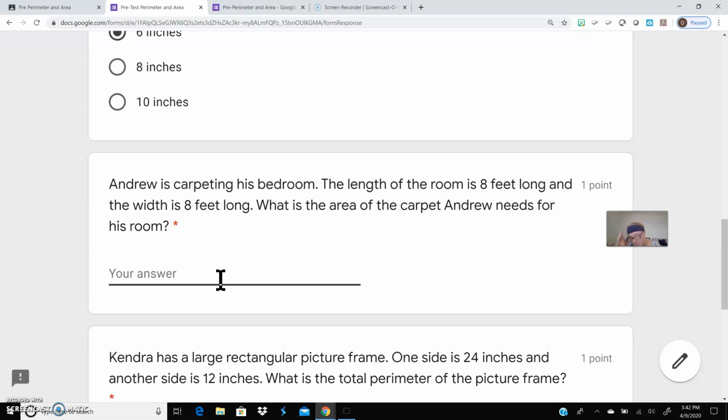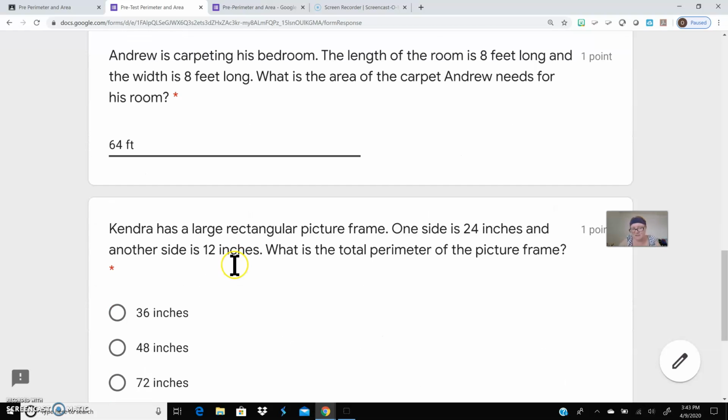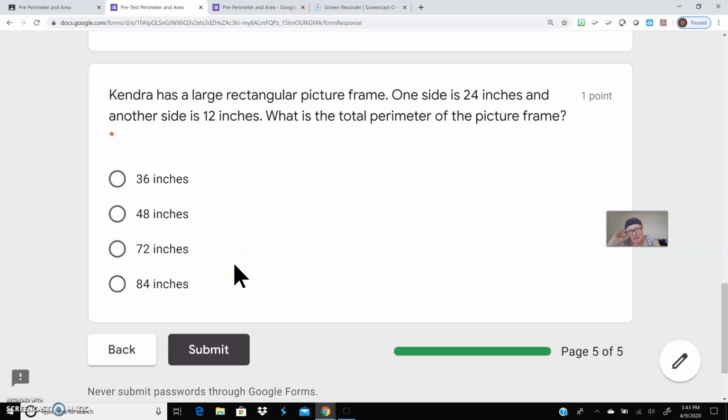Okay, so that tells me area I need to multiply. I'm going to multiply 8 feet long and 8 feet the width. So 8 times 8, I know is 64. And I'm not sure what they want me to put in, so I'm going to put FT because that stands for feet. Okay, the next one.